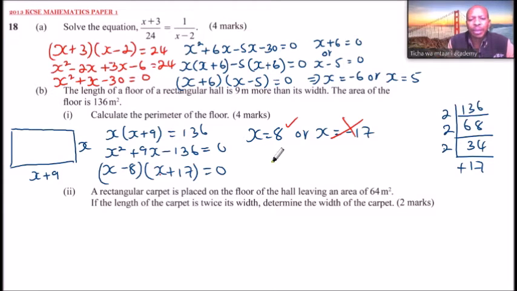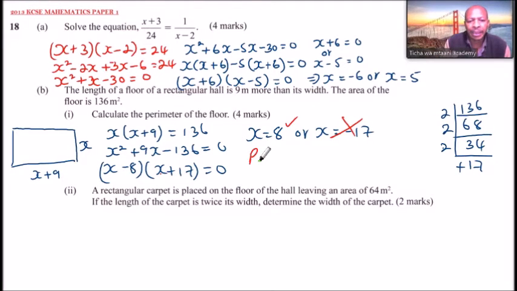And since we are required to find the perimeter, it is equal to 2 times length plus width. So we already got our width is 8. So 8 plus, you add 8 plus 9, you get 17. So this will give you 25. 25 you multiply by 2, you get 50 centimeters. So that is how you get the perimeter.